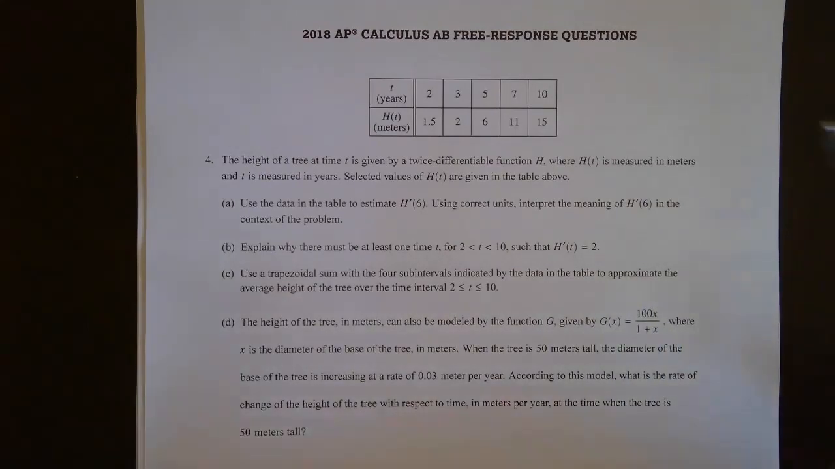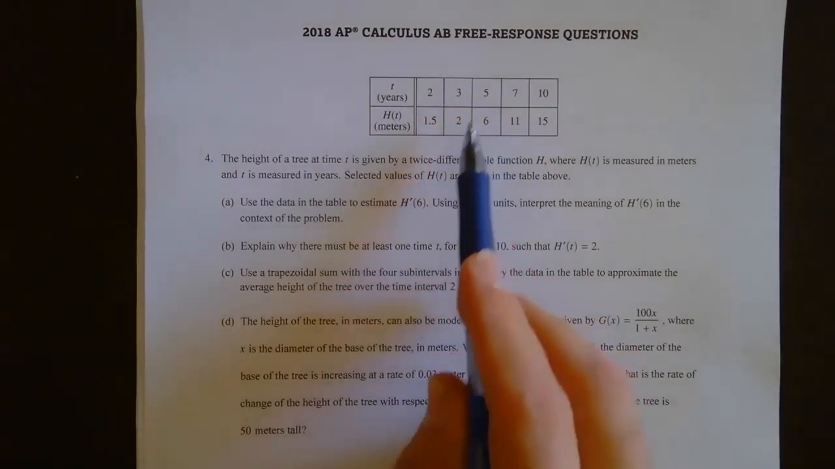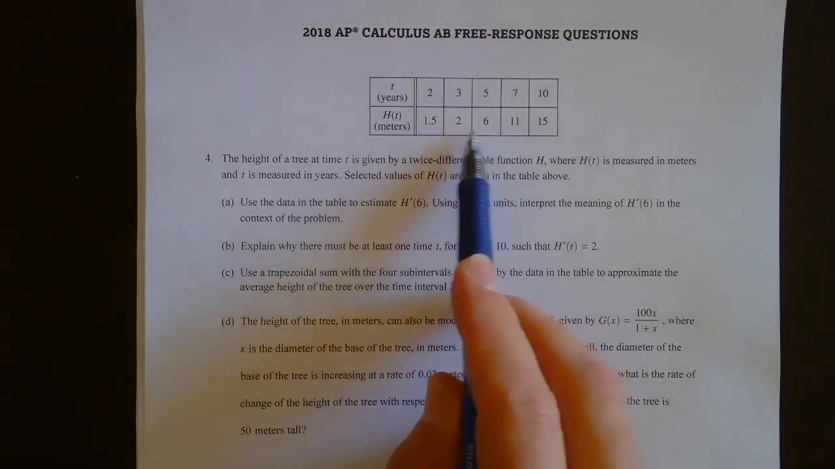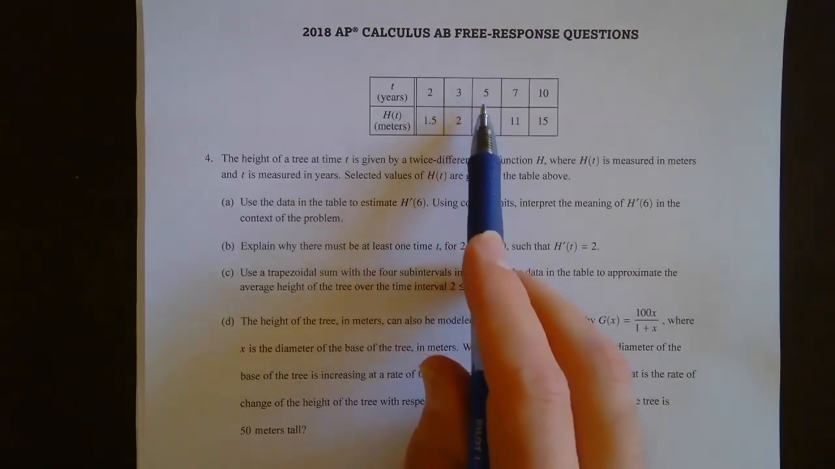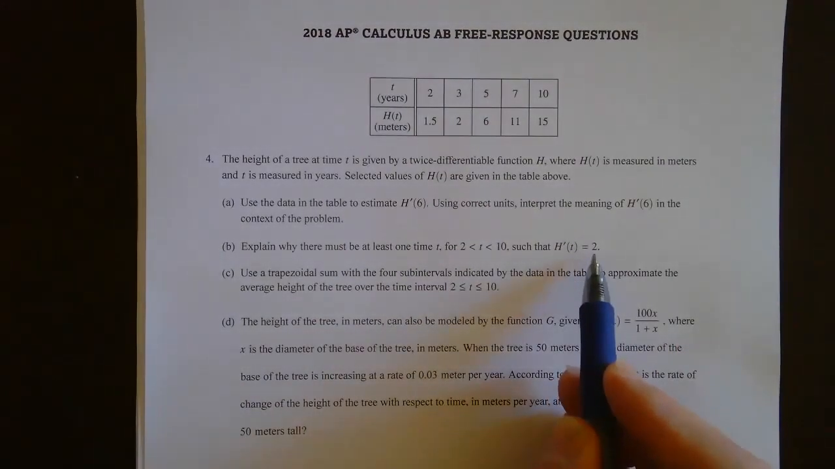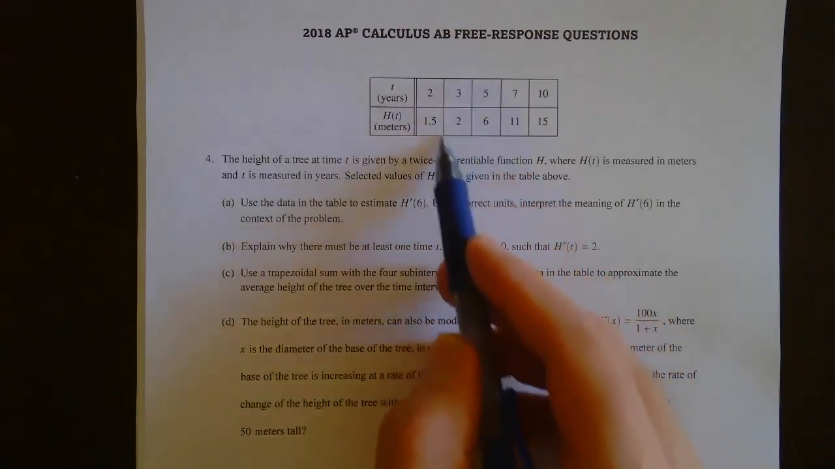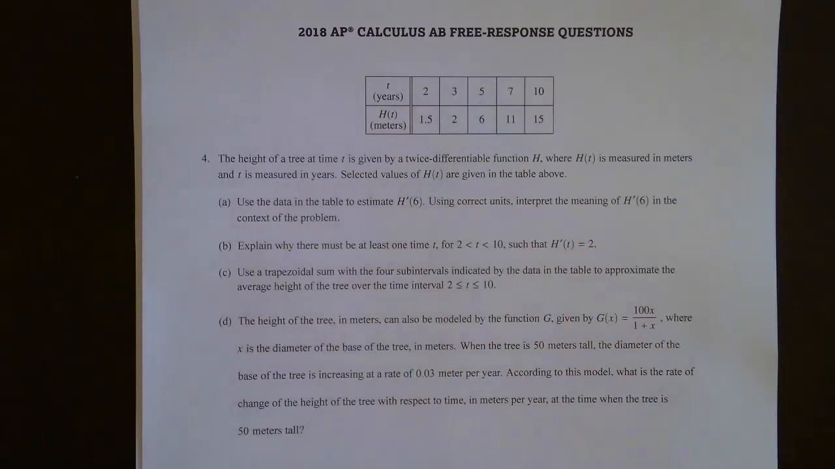And if you look right here between 3 and 5 years, right? The height increased by 4 meters, right? In 2 years, okay? So 4 meters in 2 years, that'd be 2 meters per year. That would give you a derivative of 2. So we have to use this part right here, okay? Within the 2 to 10, we have to use 3 to 5. That's what makes part B a little bit more difficult, because you had to find it.